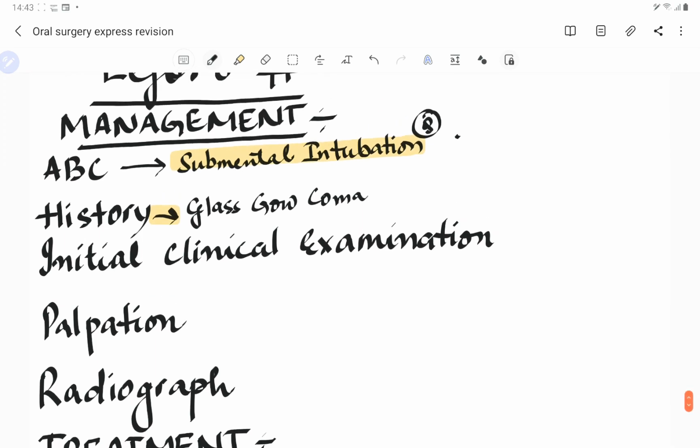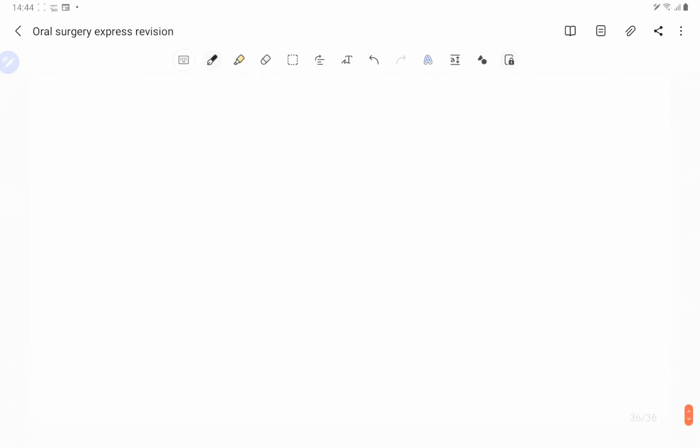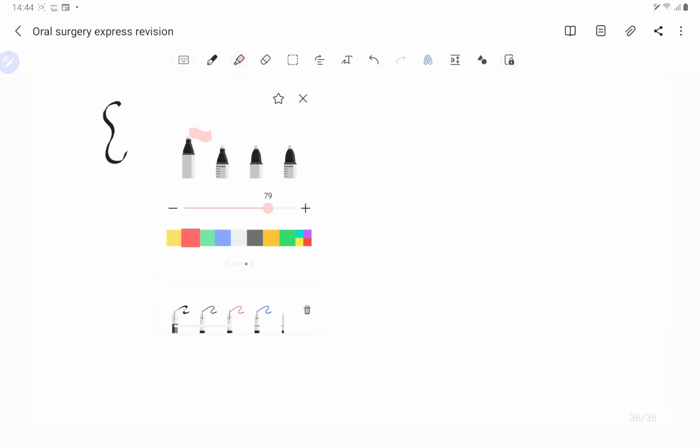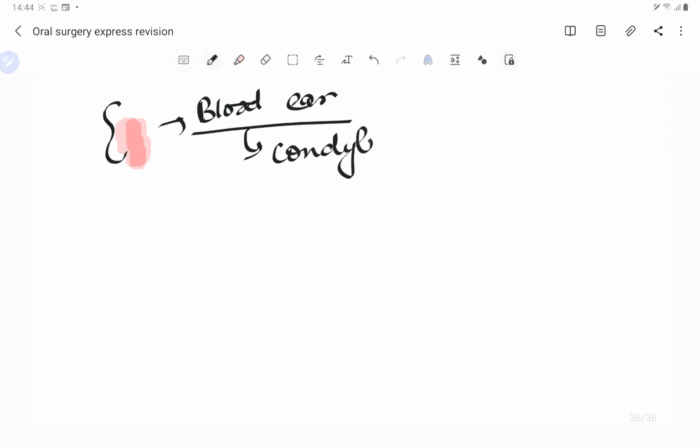So in an emergency, if there is bleeding coming from a laceration, that should be controlled first by pressure or by placing sutures. Then we check for the bleeding location. Suppose bleeding is coming from the ear, right? Blood from the ear can be associated with the condylar fracture, right?